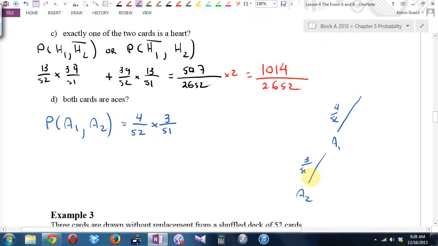I find if it's the same thing, Rachel, over and over, I can keep track of that. If they had said an ace followed by a king, okay, that I'd have to do a tree for because I'd be using multiple branches and things like that.